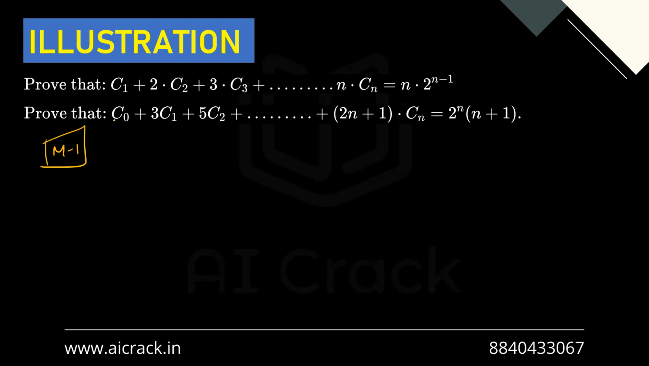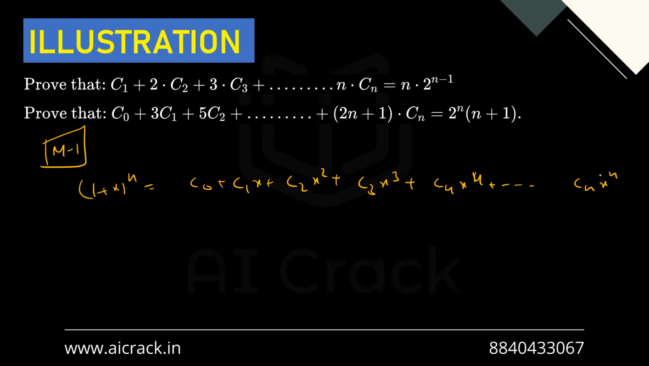Now whenever I'm starting any of these questions, I'll be starting with 1 plus x raised power n, basically writing the expansion for this one. So that gives me C naught plus C1x plus C2x square plus C3x cube plus C4x4 till Cnx raised power n, right? Now in the question, I can see that if I plug x equals to 1 over here, then I'll be getting C0 plus C1 plus C2 plus C3. But that is not what we want. We want 2 in front of C2, right?